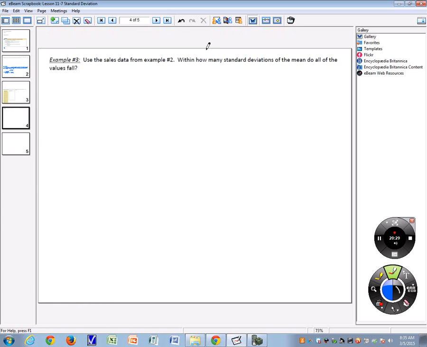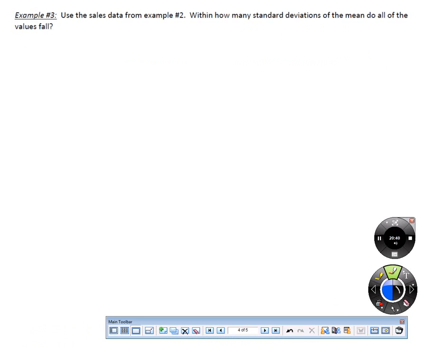All right, this is how we actually use it. So it might have seemed a little weird that we're talking about this number that just measures how far away pieces are. Like, why do we even care, or why is that important? When people use standard deviation, they generally use it to answer questions like this, okay? Using the sales data from example 2, so we already put that data in and got the analysis from the calculator, okay? Within how many standard deviations of the mean do all the data values fall?